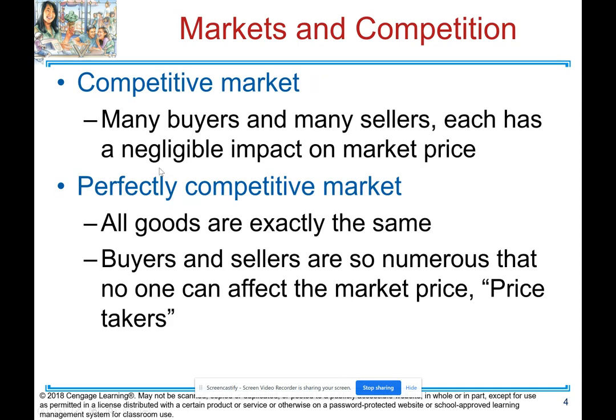We assume a competitive market. A competitive market is where many buyers and sellers each have a negligible impact on the market price. And so a perfectly competitive market is where all goods are homogeneous, or exactly the same. Buyers and sellers are so numerous that no one can affect the price, so they are called price takers.